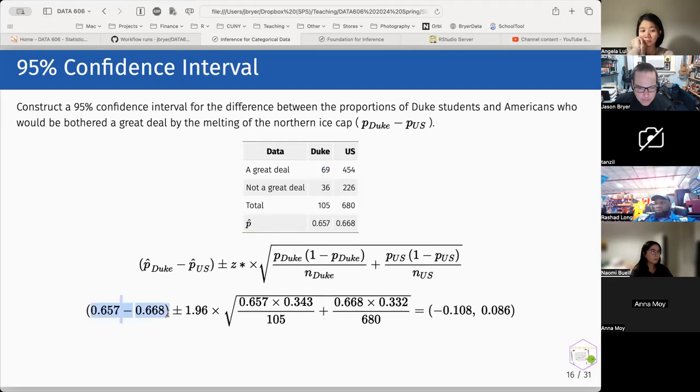You could see for the point estimate, we're just taking the difference of these two scores. Working all this through, we end up with a 95% confidence interval of negative 0.1 to positive 0.08. So the difference in the proportions is somewhere between negative 10 and 8%. And because 0 is in that range, if we set this up as a null hypothesis, that's a possible answer given our confidence interval, so we would fail to reject the null hypothesis that there is a difference between Duke and Americans. We don't have evidence that their perception is different.